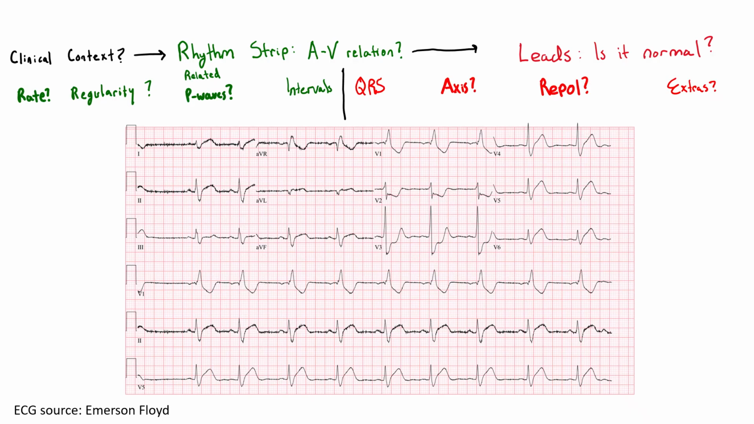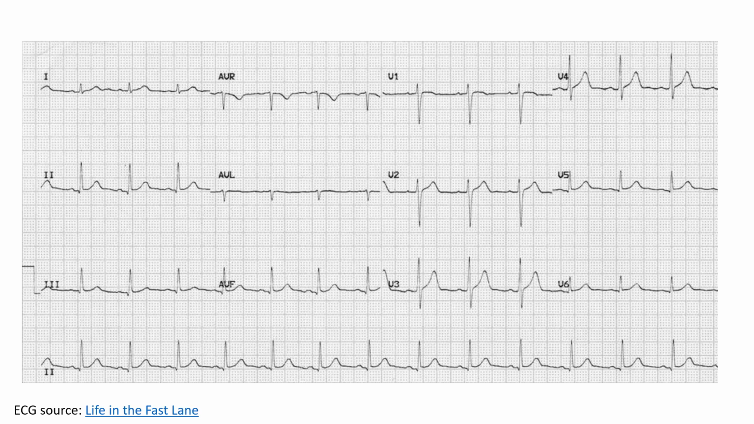Then I look at the leads to look for QRS characteristics, axis, repolarization abnormality, and extras. I look for all these things at the same time. Repolarization is the essential question here. This covers ST elevation and ST depression. As far as I'm concerned, the only rule to reading ECGs is to look at the whole thing, every wave.